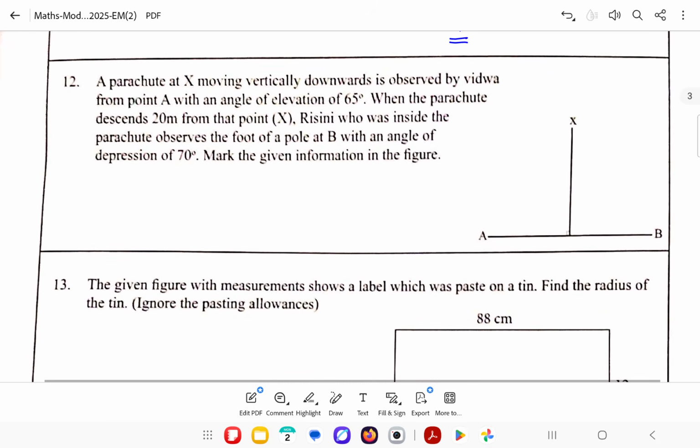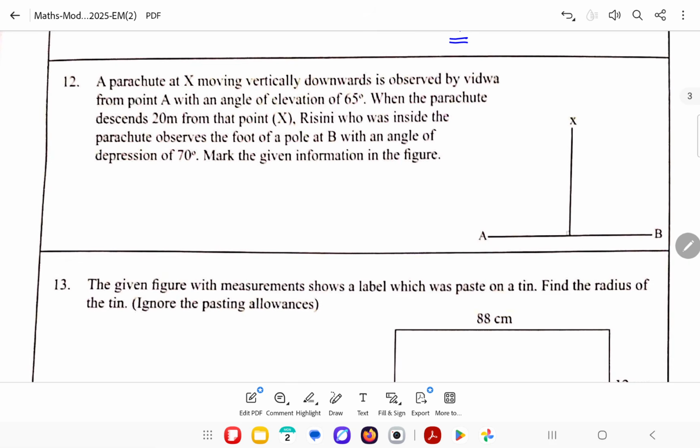Right. Next question number 12. A parachute at X moving vertically downwards is observed by Vidva from point A with an angle of elevation 65 degrees. When the parachute descends 20 meters from that point, Risni, who was inside the parachute, observes the foot of a pole at B with an angle of depression 70 degrees. Mark the given information in the figure.